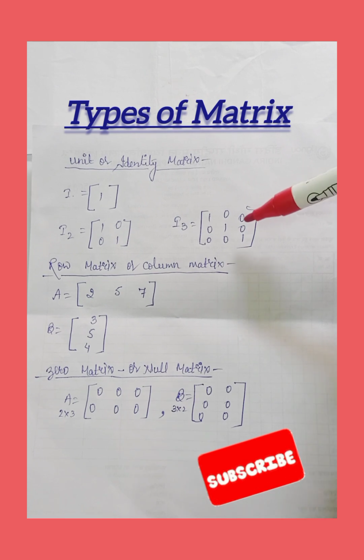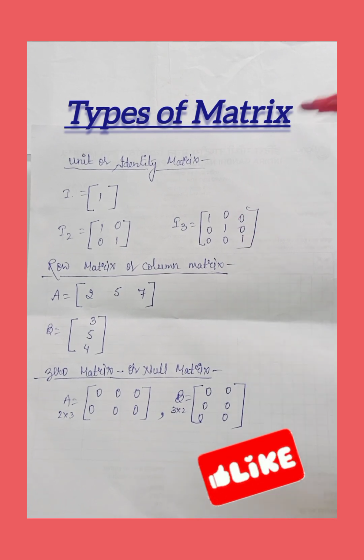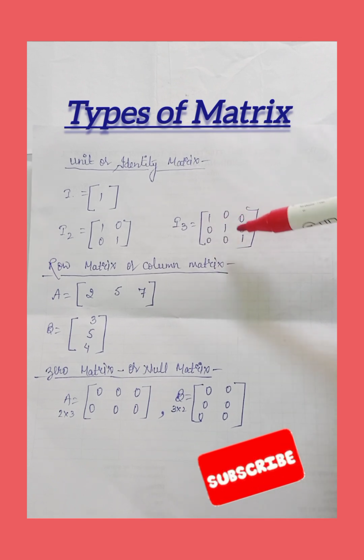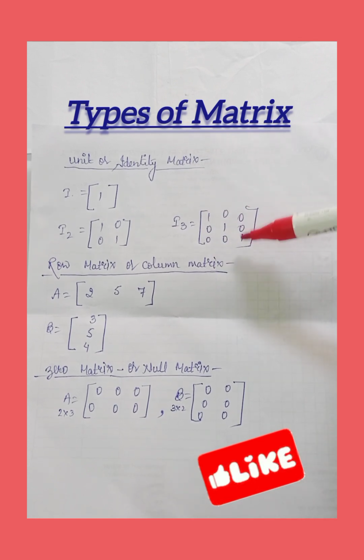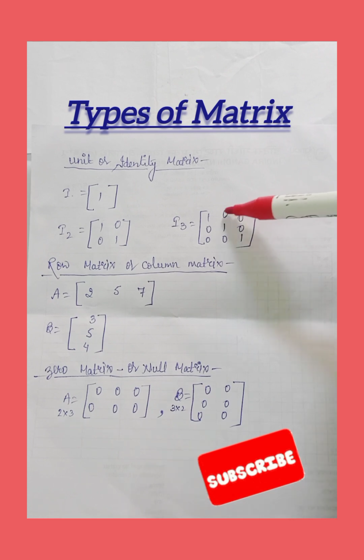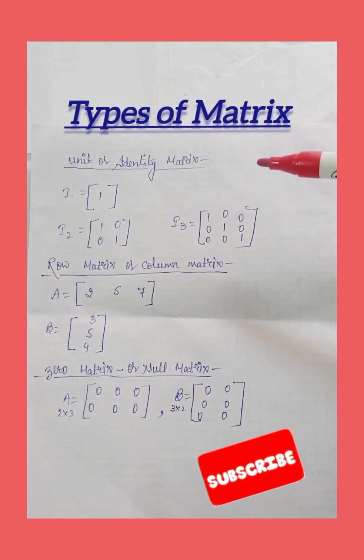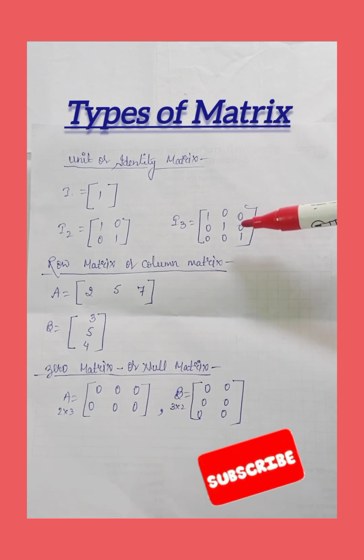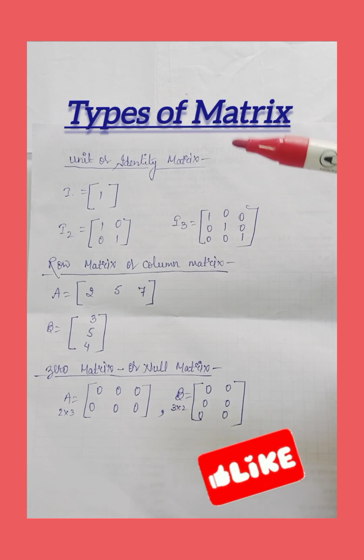Let us see an example of an order 3 into 3 matrix. The same concept will be followed here. Diagonal elements will always be 1, 1, 1, and non-diagonal elements will always be 0. So this is an example of a unit or identity matrix with order 3 into 3, that is 3 rows and 3 columns.